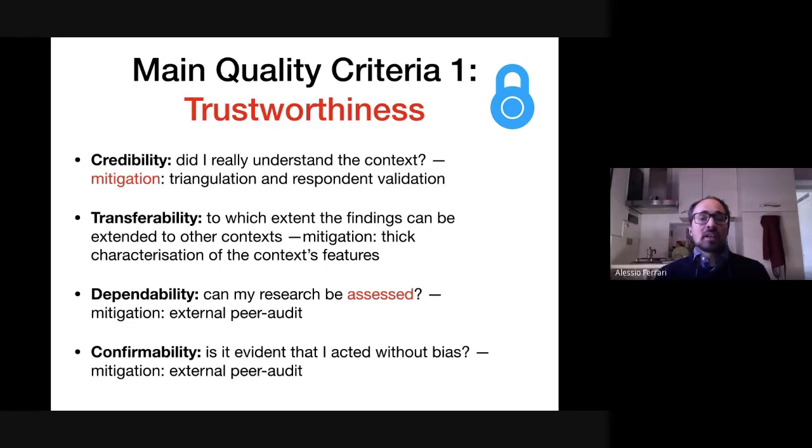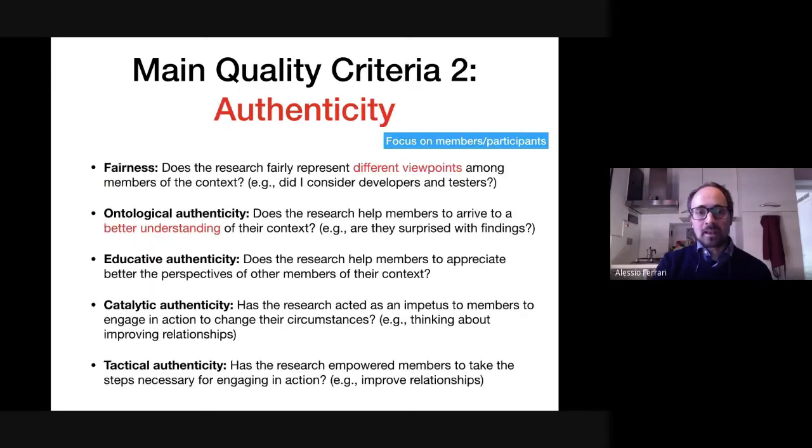Dependability. Can my research be assessed? So how evident is it that those codes actually emerge from the data and the theory emerges from the data? This you do with an external peer audit, so another person that checks what you have done. Is it evident that I actually acted with a bias? Again, another point of view is needed, and this is related to so-called confirmability.